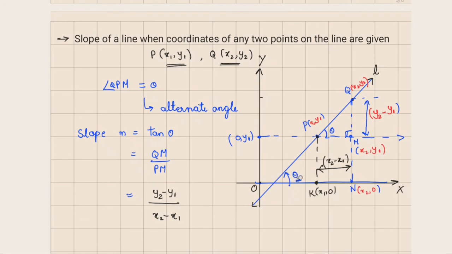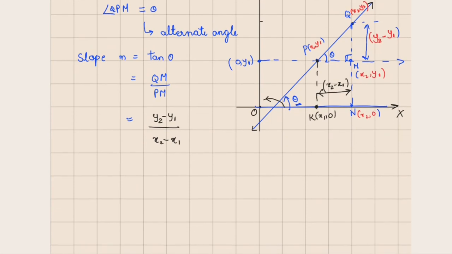If theta is obtuse, we get a line like this. Obtuse. Similarly, we have some P and some Q. You can find the slope of this line in the same way, and you get the same result. Please do that as an exercise. Just compare whether you are getting the same result or not.